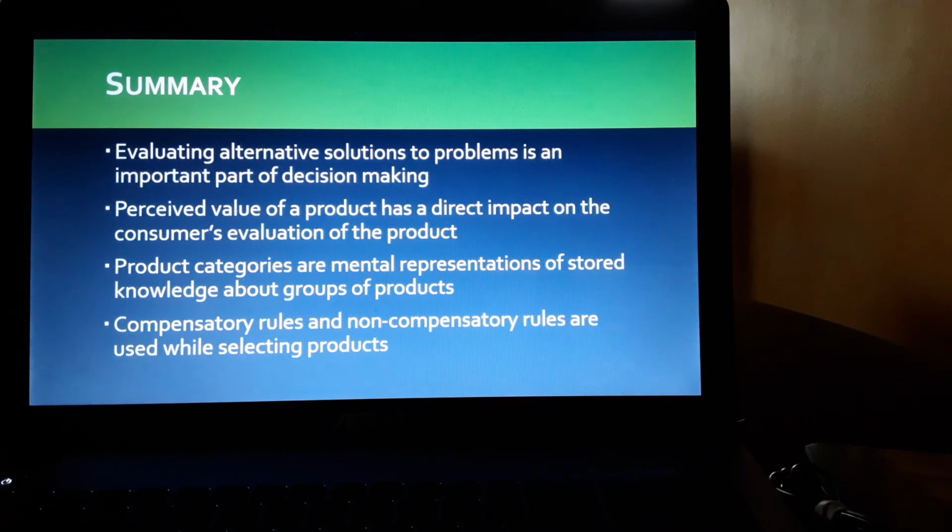And then, so the summary, wrapping it up with decision making. Evaluating alternative solutions to problems is an important part of decision making. There's no doubt about that, because we need to know that we're spending our time and money on what's going to make us create the most value for us. Perceived value of a product has an indirect impact on the consumer's evaluation of the product, which we talked about with perception. Product categories are mental representations of stored knowledge about the groups of products, so there's subordinate and superordinate. And then compensatory rules and non-compensatory rules are used while selecting products.